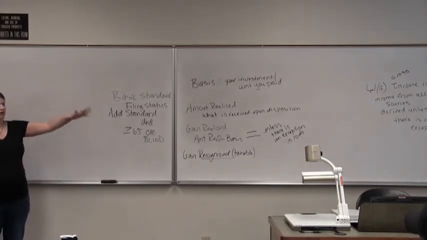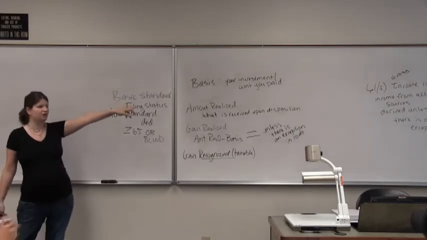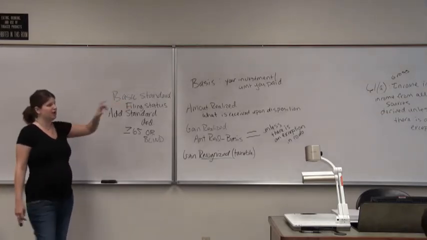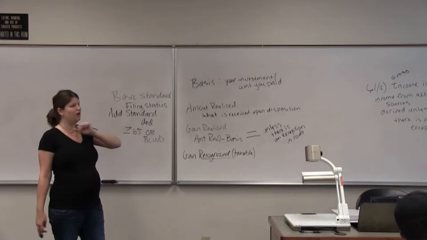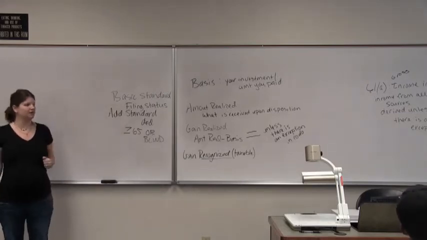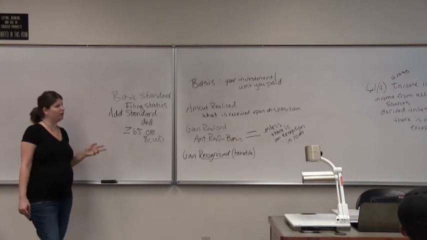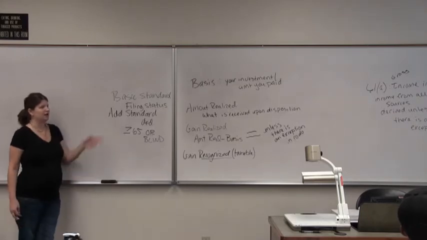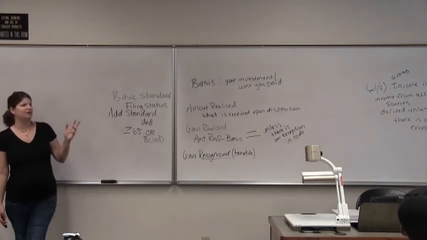Okay, so these are our numbers for the standard deduction. If you're single, you get $6,300. If you're married filing jointly, $12,600. Surviving spouse, $12,600. Head of household is $9,300, and married filing separately is $6,300.